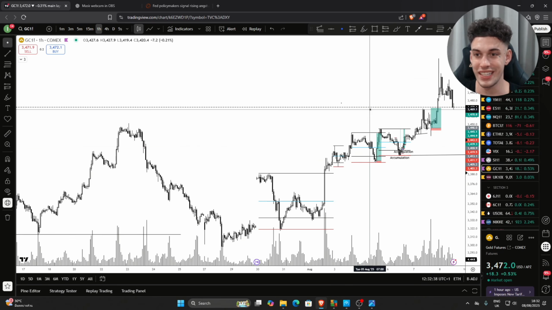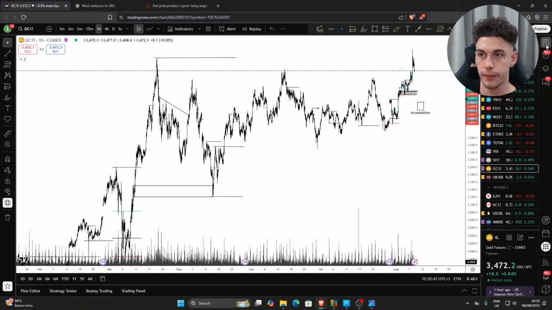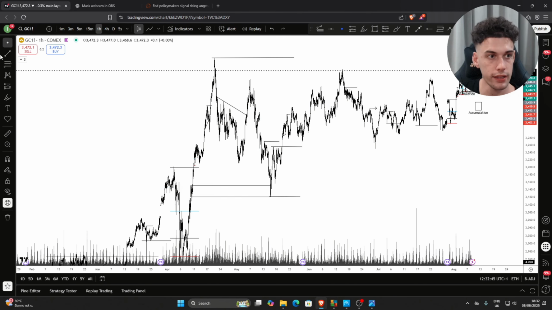In terms of what I'm looking for next, economics are still bullish on this thing, but on the higher time frame, we could start to pull back and rebalance.